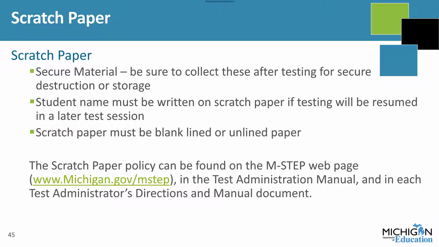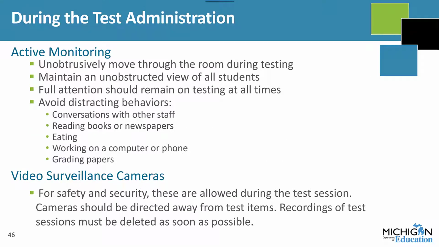Student names need to be written on scratch paper used so that if a break is taken, it can be returned to the correct student. Scratch paper must be blank, but it can be either lined or unlined. Be sure that all test administrators are aware of the full M-STEP scratch paper policy before testing. The scratch paper policy is available on the M-STEP webpage at www.michigan.gov/MSTEP. For both the online and paper pencil administration, test administrators should actively monitor the assessment.